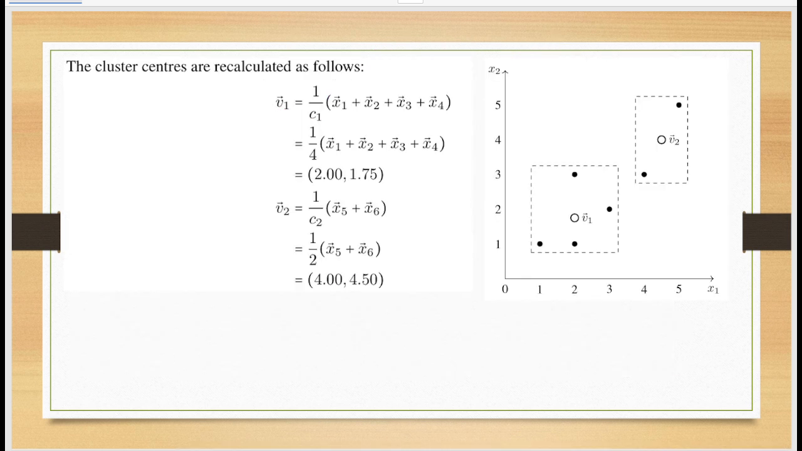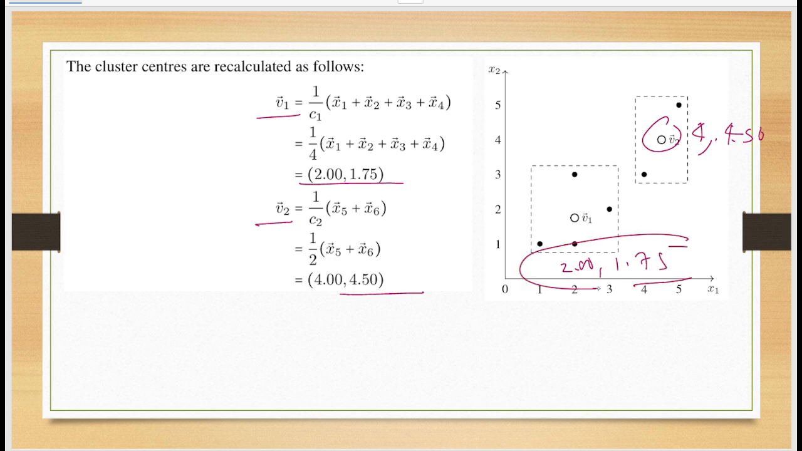Now let's see the new updated value of B1. This gives the new centroid value for B1, which is 2.0 comma 1.75. Similarly, for B2 the centroid value is 4.00 comma 4.50. So B2 is 4.00 comma 4.50, and V1 is 2.0 and 1.75. This is the case for the second iteration.